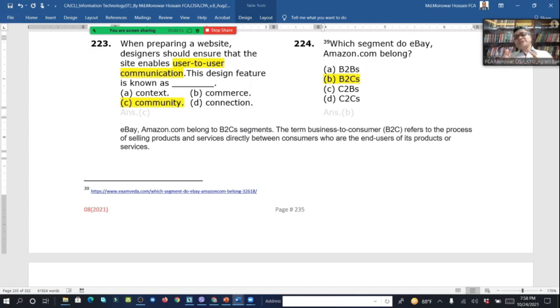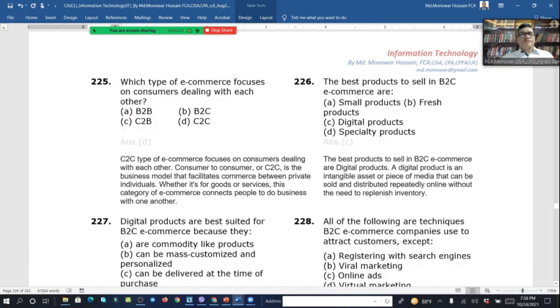Their segment is, their customer is we, that means a consumer. So business to consumer. Look here, the narration of that answer. eBay, Amazon belongs to business to consumer segment. The term business to consumer refers to the process of selling products and service directly between consumers who are the end user of its products or service.